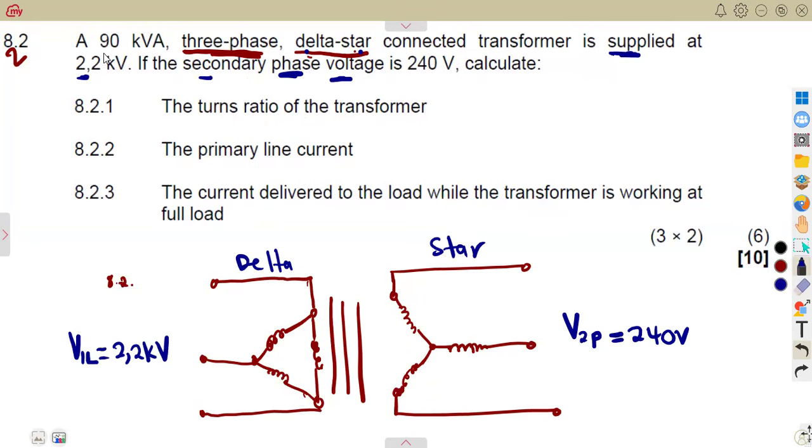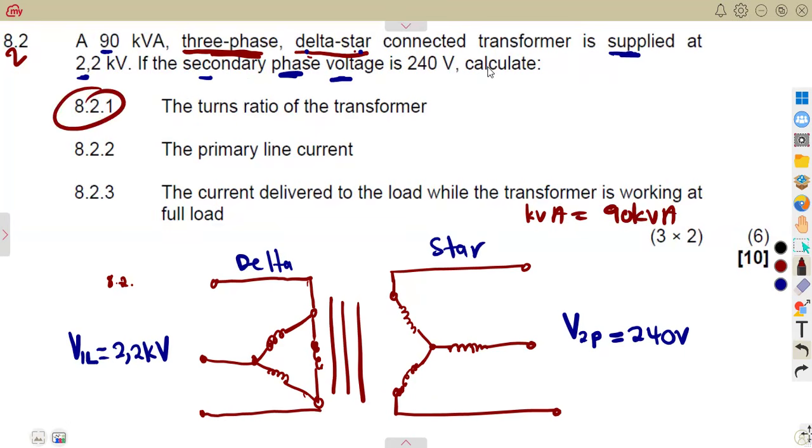So that is what you're given. And remember, it's a 90 kVA transformer, meaning we are given the voltage rating and the kVA, which is 90 kVA, the rating that you are given. So this is our information. Consider properly how you're given that.